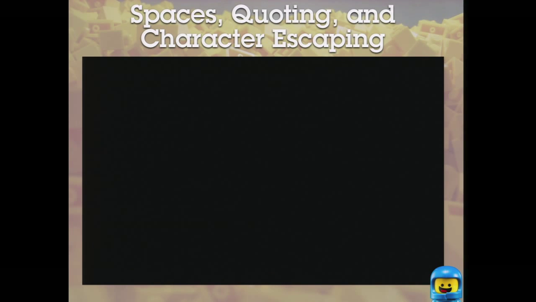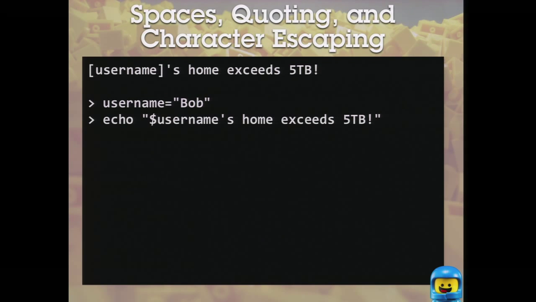So what if you're writing a script that reports which home directories have more than 5 terabytes of data in them? We use a lot of data at Genelia, so 5 terabytes is kind of small. So let's see, you want to output something like this. Seems pretty simple. So if you try to echo this out, setting username to Bob, echo username's home exceeds 5 terabytes, you'll get an error. Bash is giving you a clue.